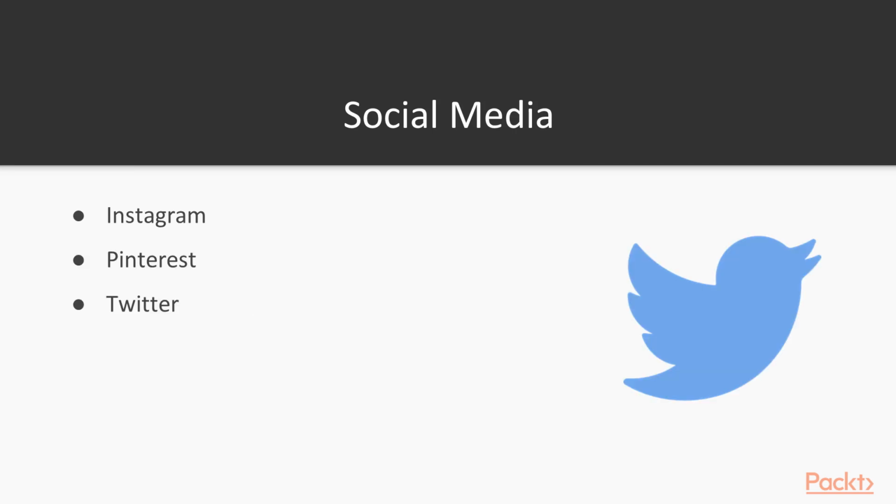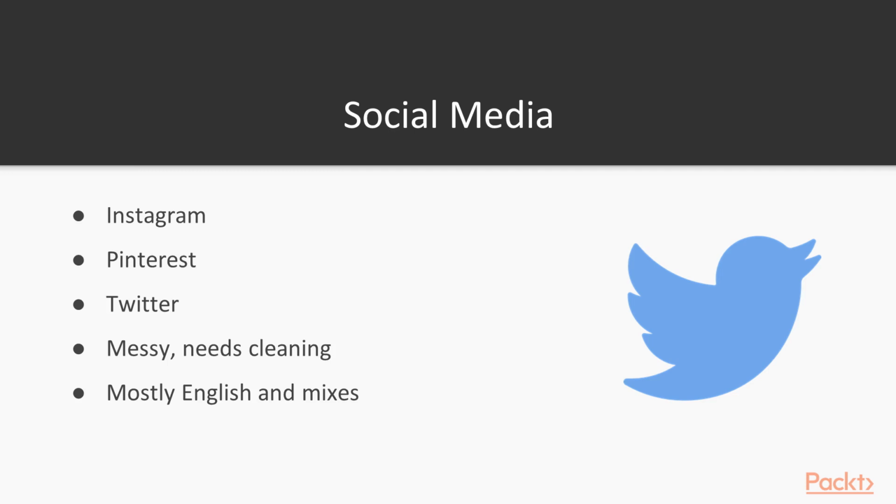Now, let's take a look at the other side of the spectrum. Instagram, Pinterest and Twitter are all typical sources people go to get social media insights. On the plus, there's a lot of them. On the negative, it's often data which requires a lot of pre-processing. And another pitfall is that there's often a mix of languages involved. For example, French words mixed with English hashtags.